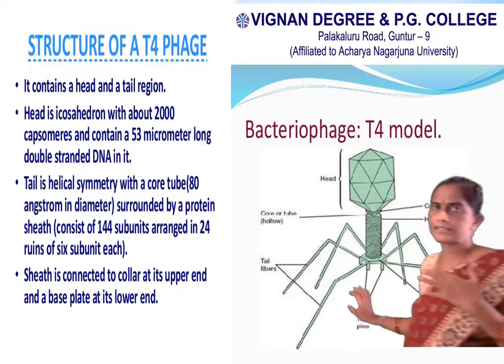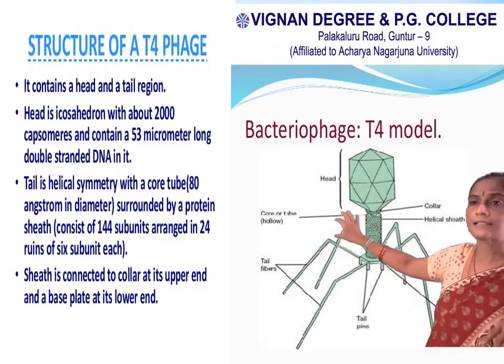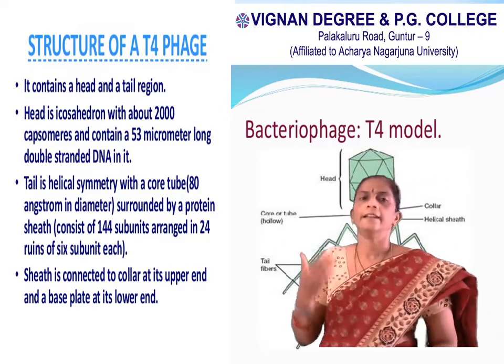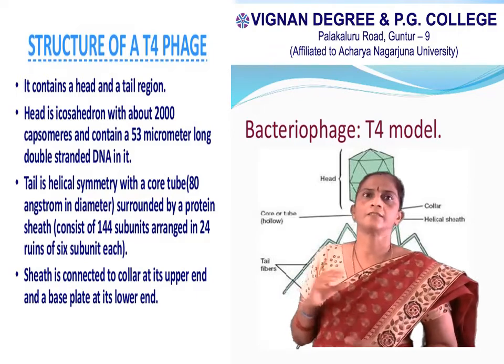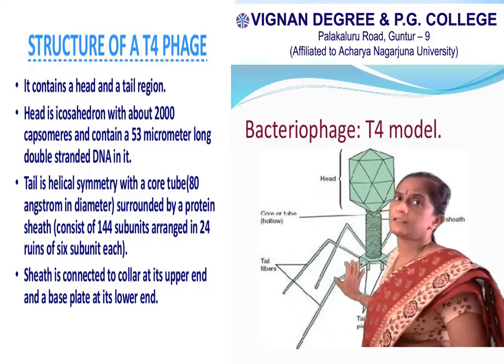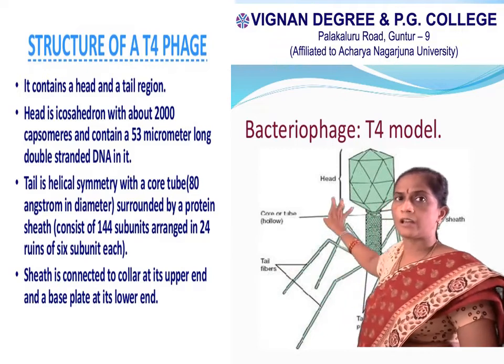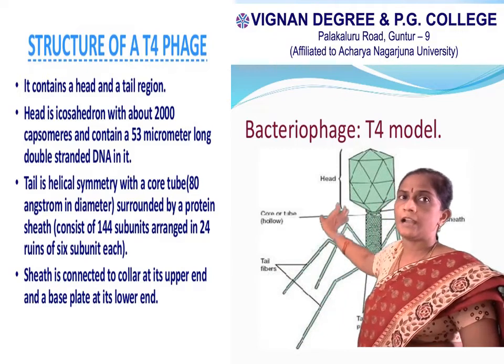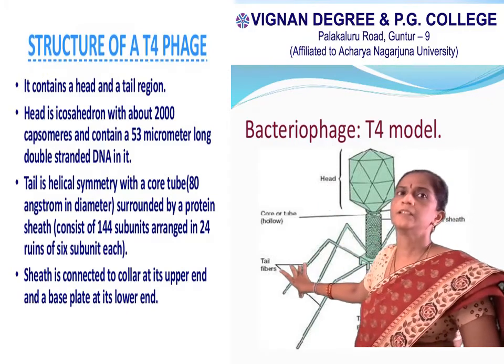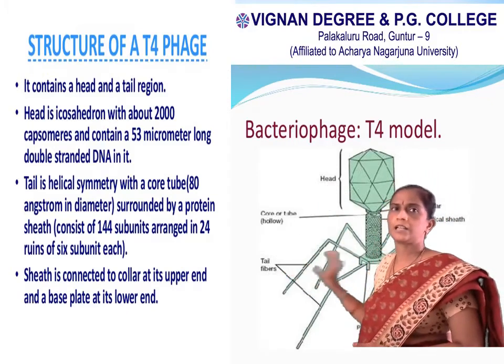Next, coming to this. This is a bacteriophage. We have to remember bacteriophage is a virus which infects the bacteria. Here you can see the head, tail fibers, collar, head sheath, and the hexagonal head. Tail fibers will be there. This is the T4 model of bacteriophage.